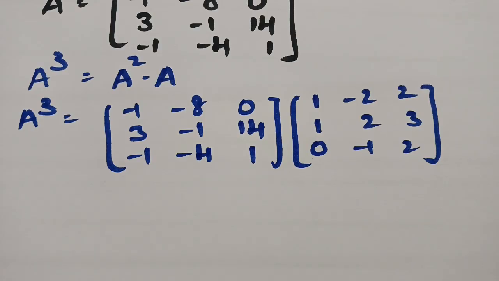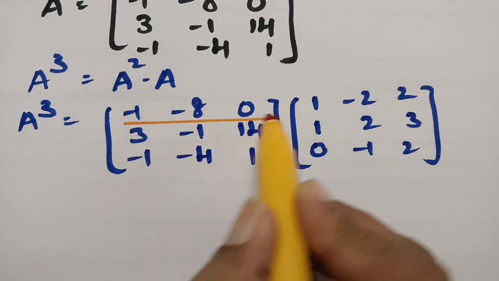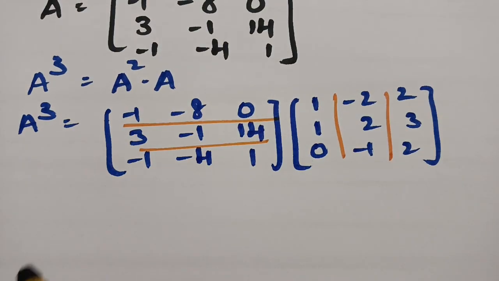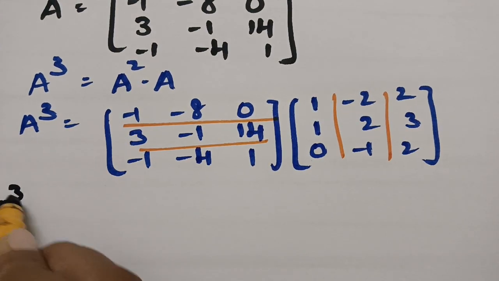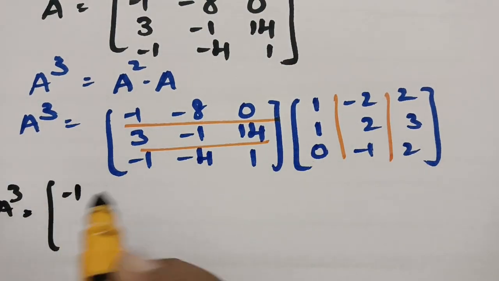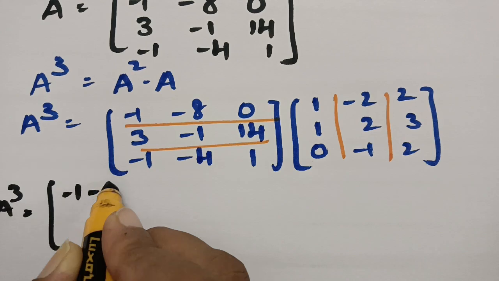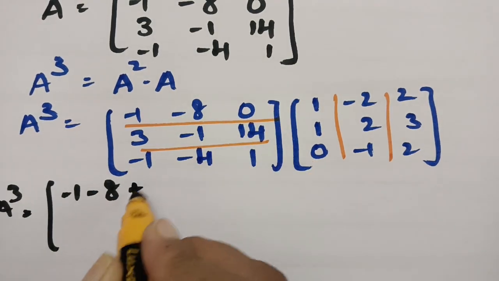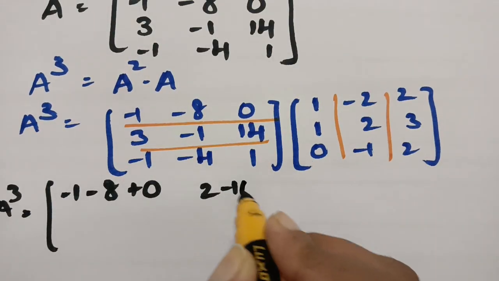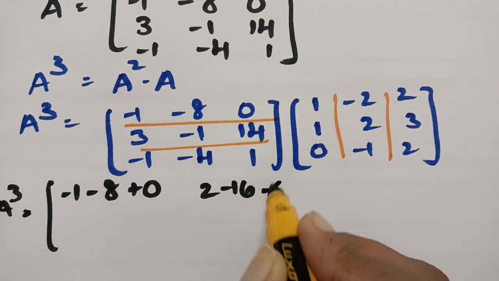And now for multiplication, see here, these two are the sleeping lines and these two are the standing lines. I am going to multiply A cube. See here, A cube value is equal to, see, this is minus 1 into minus plus 1. This is minus 1. So this value is minus 8. This value is plus 0. So this is minus into minus plus 2 and this value is minus 16 and this value is 0.